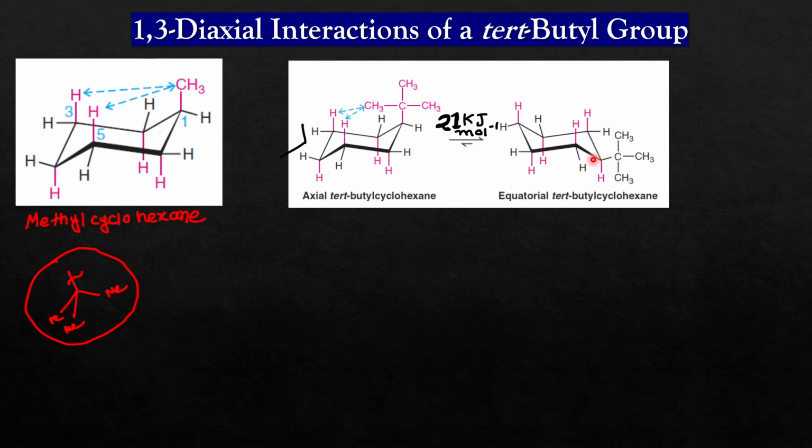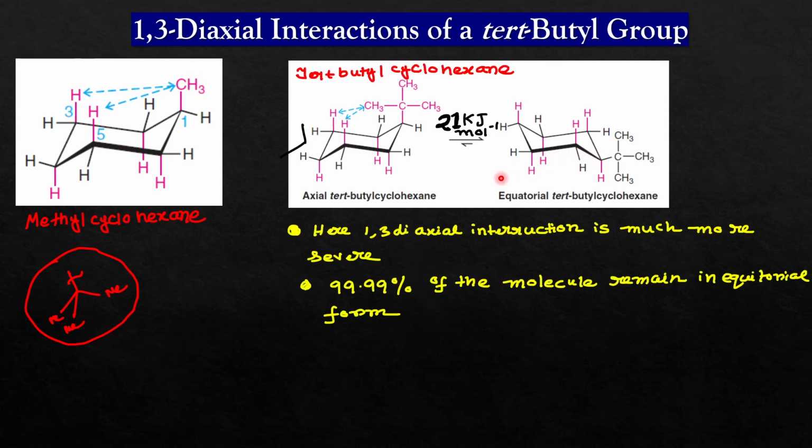However, if you take it at a certain time, almost 99.99% of the tert butyl cyclohexane will remain in the equatorial form, because this is much more stable, and the rest of them will be in the axial form. So that's it for this lecture, and I hope that you have understood everything, and if you have any doubt, you can ask me through the comment section.